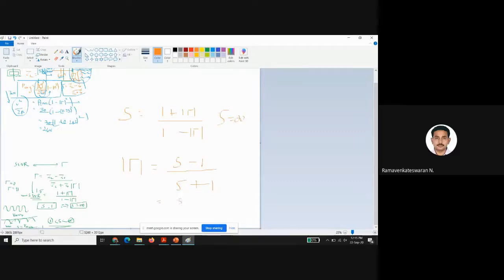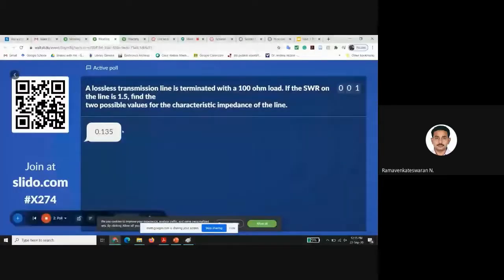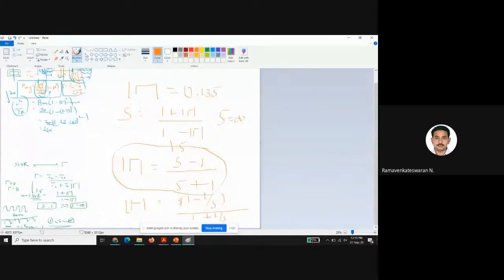I'll take S outside. In both the numerator and denominator, the numerator becomes 1 minus 1 by S, and the denominator becomes 1 plus 1 by S. So when you put S equal to infinity, gamma becomes 1. This is the correct equivalent way of writing it. Since S equals 1.5 is given in the problem, mod gamma becomes some value, which some of you already told me, 0.135.